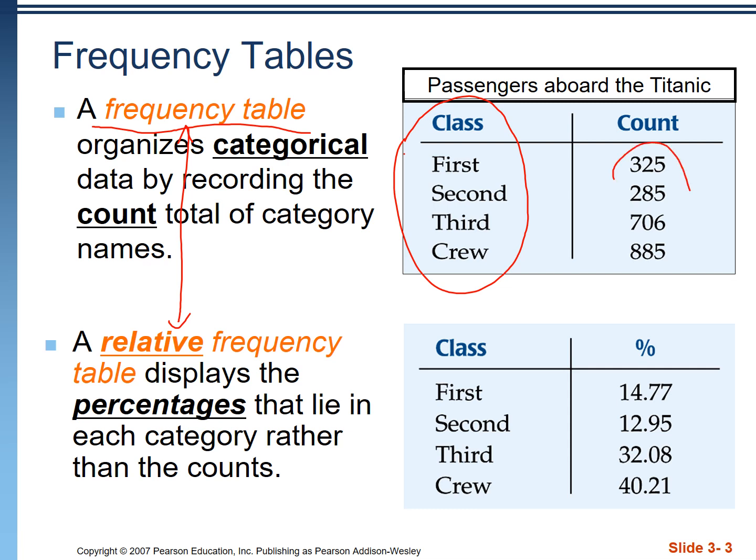So if we were to total up all of these counts, we get 2201. And if we take 325 and put it over 2201, first class passengers make up 14.77% of the total passengers. That's what a relative frequency table is.